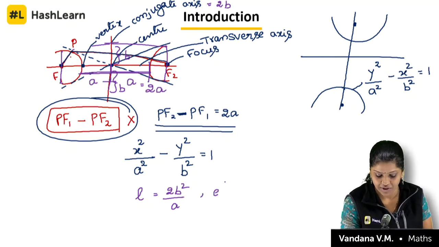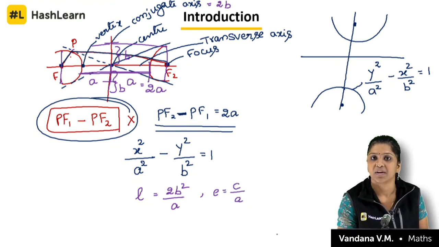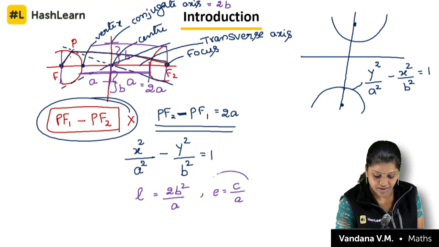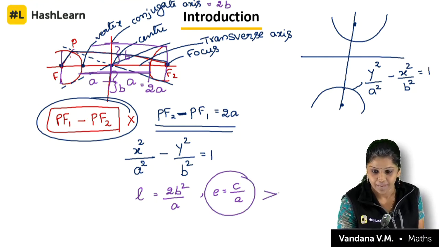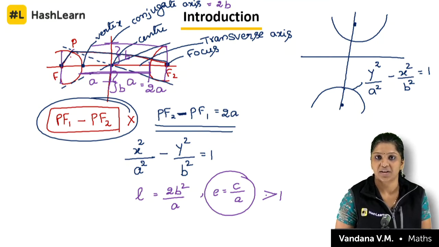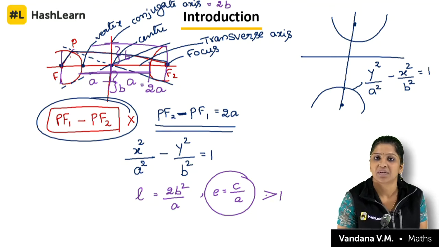Next, eccentricity is equal to the ratio between c and a. For the ellipse, the eccentricity should be less than 1. For the hyperbola, this eccentricity value must be greater than 1. Clear, children? Any doubts? Okay. So this is about the hyperbola. So let us start doing some problems, then we can understand the concept in a better manner.